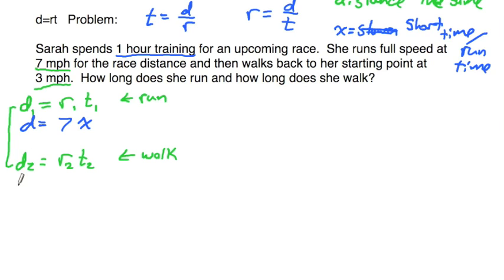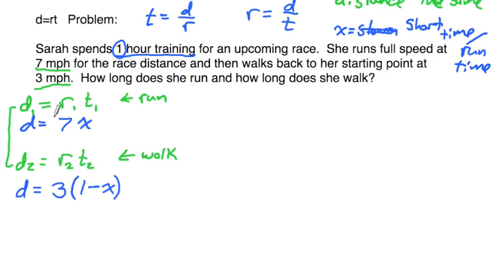Alright, let's set up D2. The distance is exactly the same, so we're just going to call that D. R2 is 3 miles per hour. And when we get to T2, we've already used up x hours. And it's only 1 hour to begin with. So we have to take whatever time we've used up and take it away from 1 hour. So here we're going to get 1 minus x. And you can check yourself that if you add these two together, x plus 1 minus x, your sum is just going to be the one we're looking for.